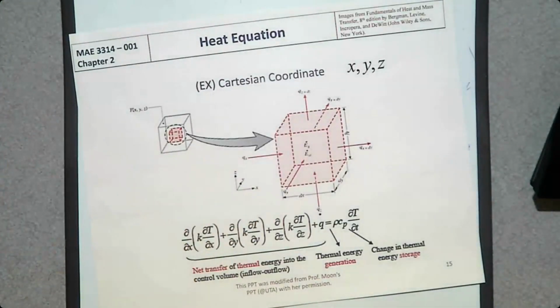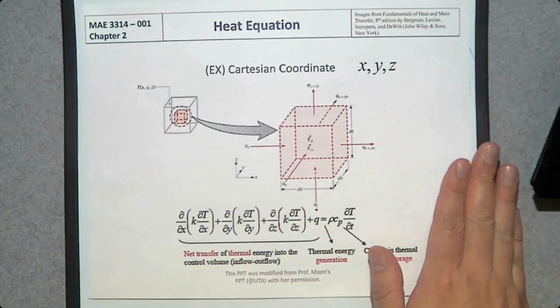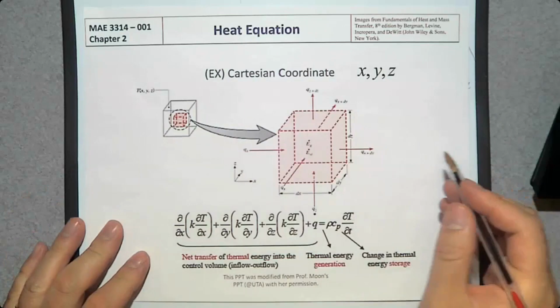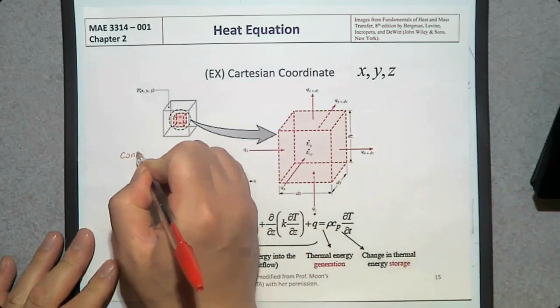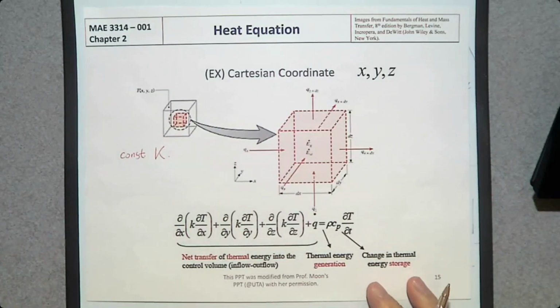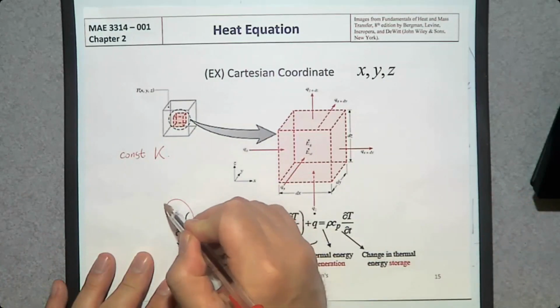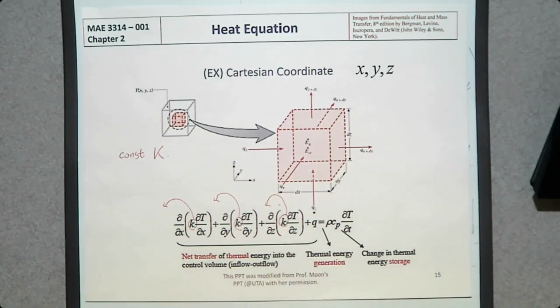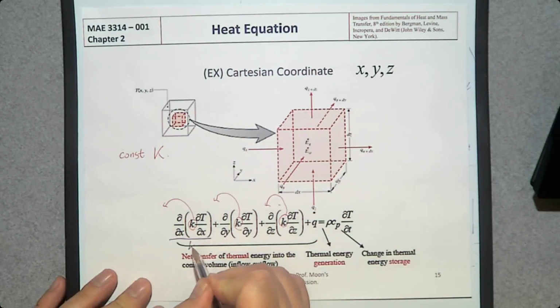So how can we solve this problem? How can we solve this partial differential equation? Second order partial differential equation in x, y, z, and we have time dependent term on the right hand side. So how can we solve this one? We are going to make some assumptions such as constant thermal conductivity, constant K, then this K comes out. And when K comes out, we can divide by thermal conductivity K.